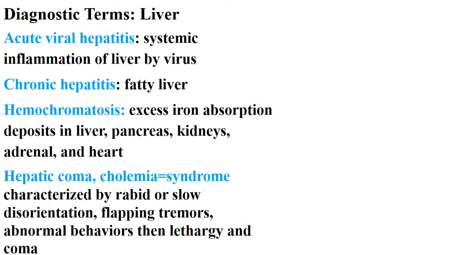While the term hemochromatosis, which means excess iron absorption, زيادة امتصاص الأيرون, deposited in the liver والبنكرياس والكدني والadrenal and the heart, also in the heart, يعني بالقلب.